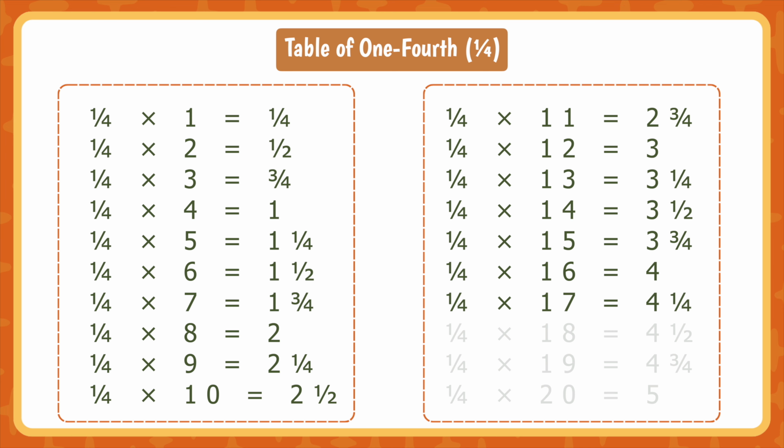A quarter times 17 is equal to 4 and a quarter. A quarter times 18 is equal to 4 and a half. A quarter times 19 is equal to 4 and 3 quarters. A quarter times 20 is equal to 5.